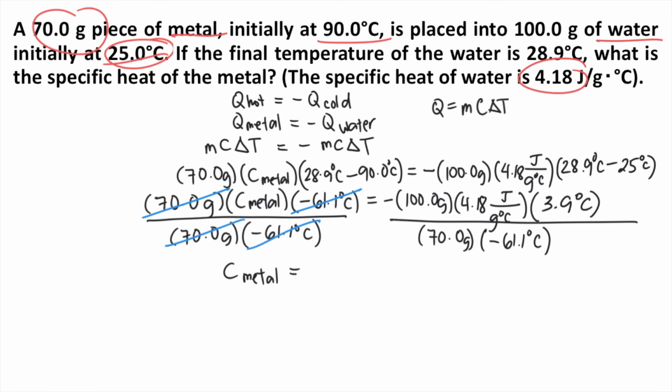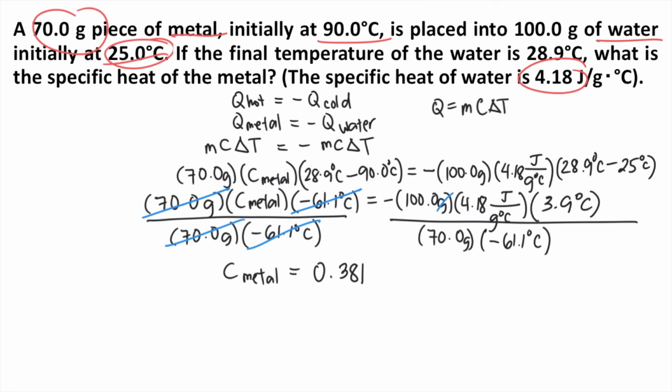On the right side, all you need to do is solve this using your calculator. In the numerator, we have negative 100 times 4.18 times 3.9, and in the denominator we have 70 times negative 61.1. If you solve this, you will get approximately 0.381.